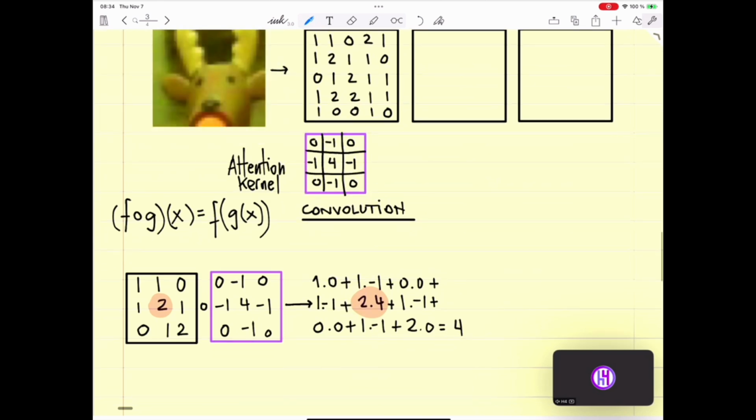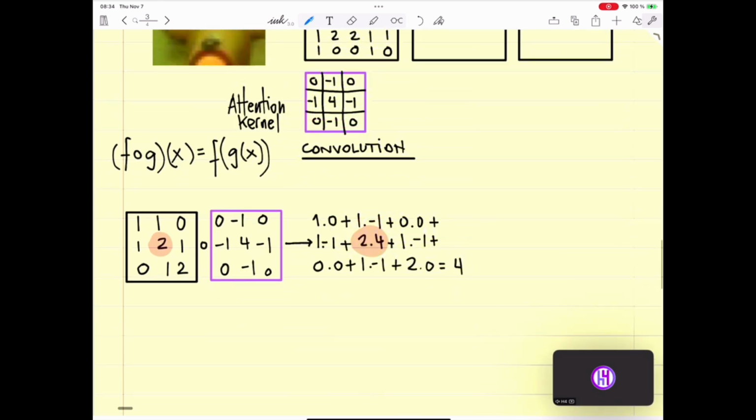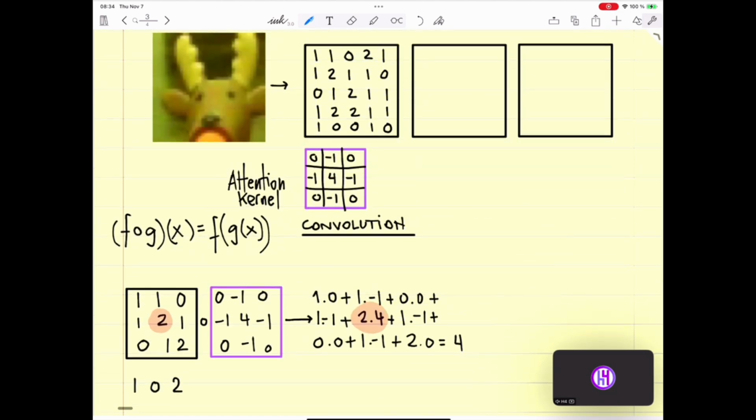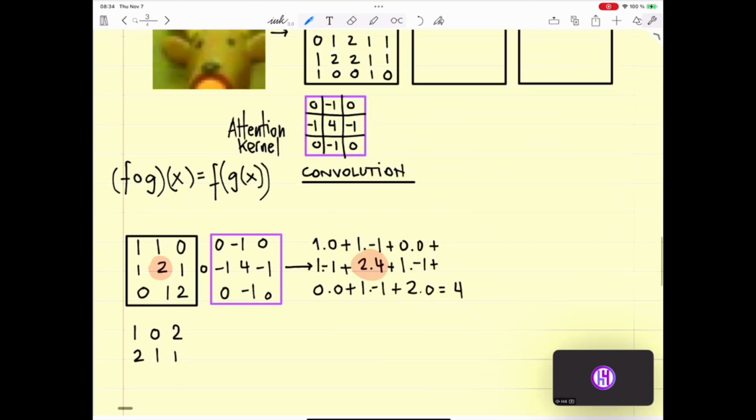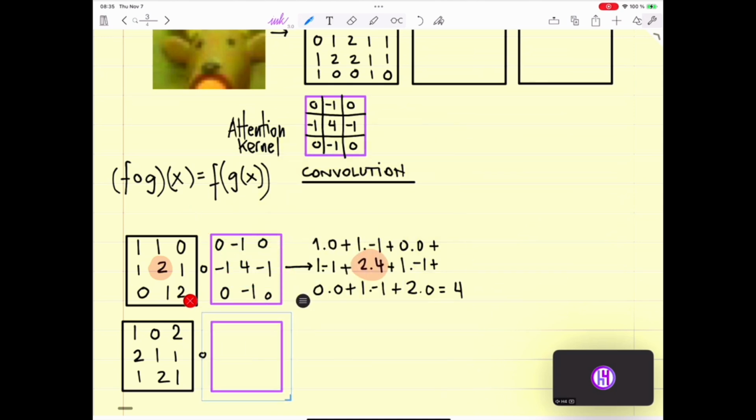So the next pixel sequence is 1, 0, 2; 2, 1, 1; 1, 2, 1. This is not a 0, this is the symbol of convolution, okay? Don't mistake it. And then the filter remains the same: 0, minus 1, 0, minus 1, 4, minus 1, 0, minus 1, 0.